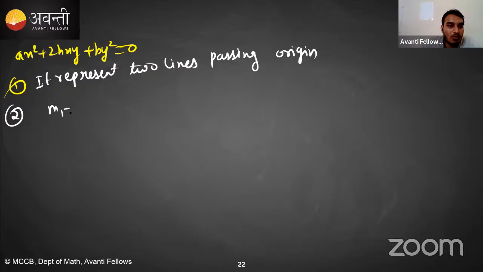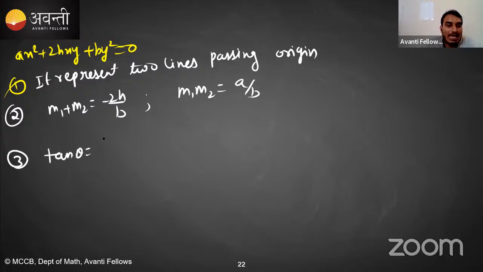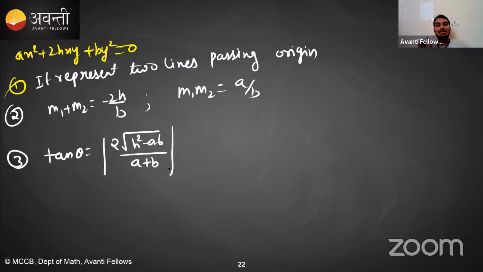Second, those two lines have some slope, yes or no? So the sum of the slopes of those lines will come as minus 2h by b, and the product of the slopes of those two lines can be written as a by b. Third point is that the angle between those two lines can also be directly calculated as 2 times under root of h square minus ab upon a plus b. So these three things you can directly tell just by looking at the ax square plus 2hxy plus by square. Is this clear?